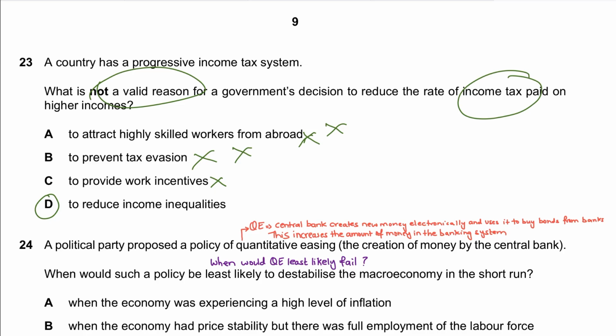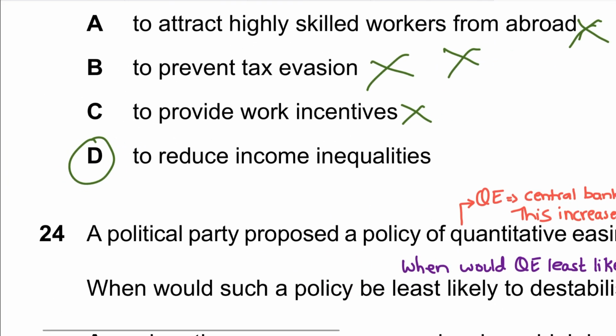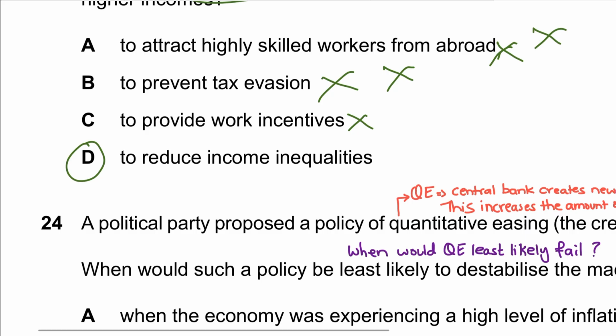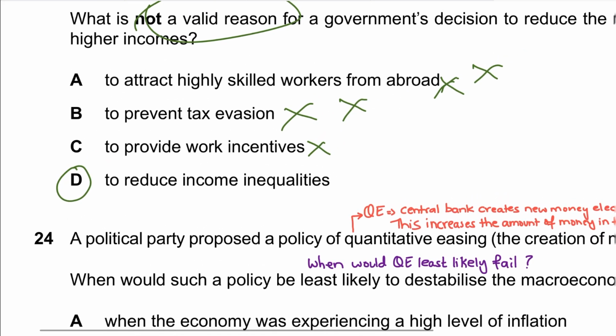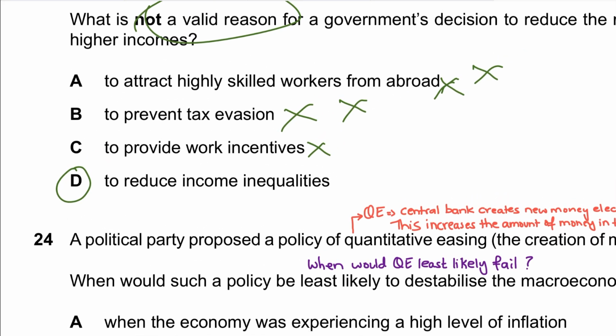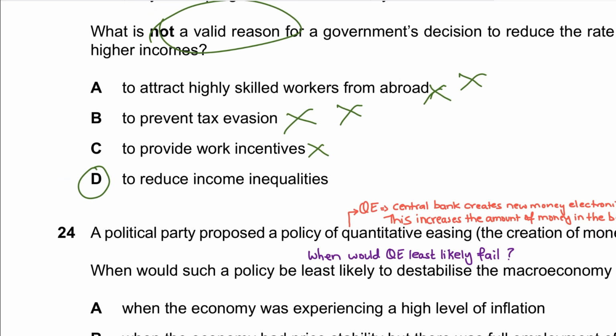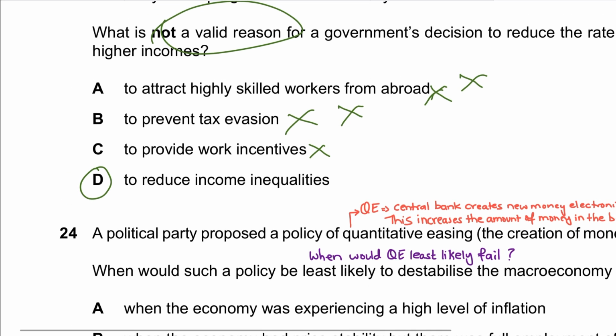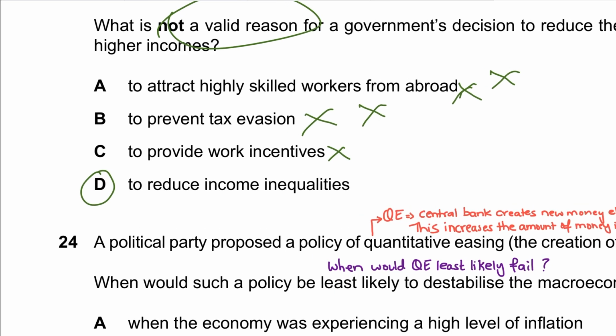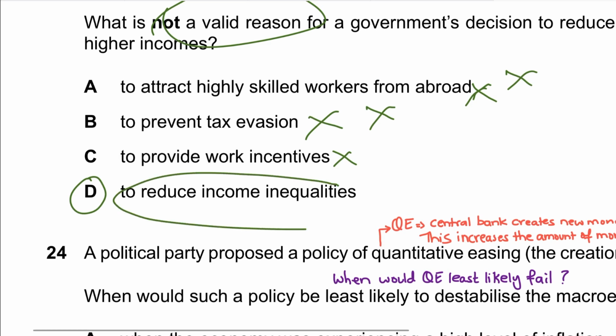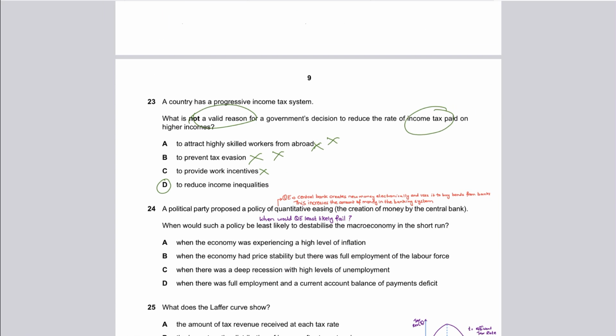And if the government cuts the tax rates on high income individuals, then those individuals may keep a larger proportion of their income in their pockets. Now, this would generally increase income inequality, because you're making the rich richer. So this generally increases income inequality rather than reducing it. Therefore, reducing the income tax on high income earners is unlikely to be a policy aimed at reducing income inequality. Hence, that is what makes it the right answer.